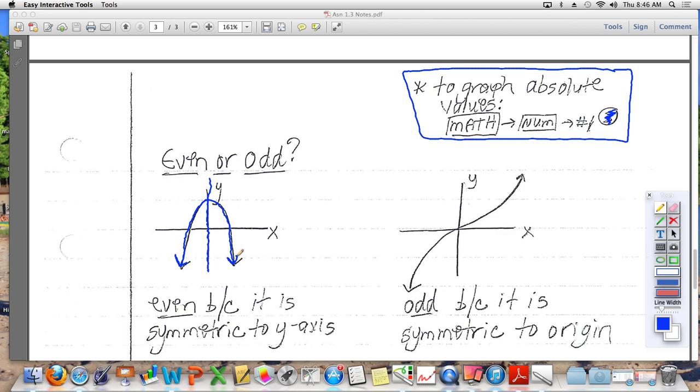Now this is the one that I always find a little bit more challenging. The second example here is odd, and the reason it's odd is because it's symmetric to the origin. So why? This is what I do. I imagine taking this graph and spinning it 180 degrees, and if you can spin it 180 degrees and have the graph look exactly the same way as it did when it started, then the graph is symmetric with the origin. So this part of the graph, you just have to imagine that you spin it 180 degrees. In other words, you are rotating it around 180 degrees.